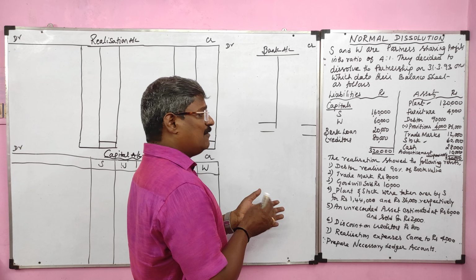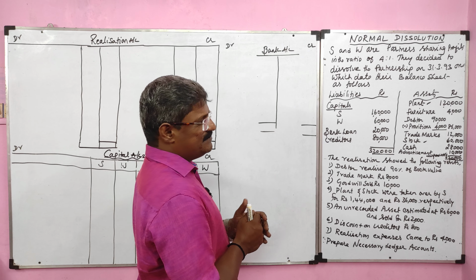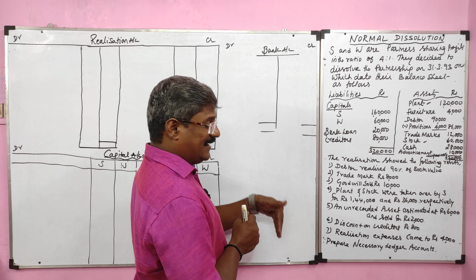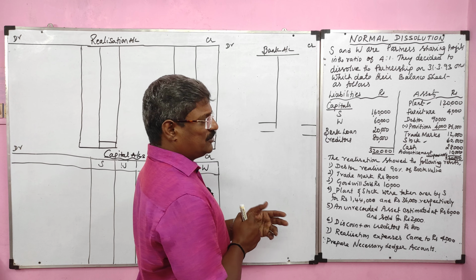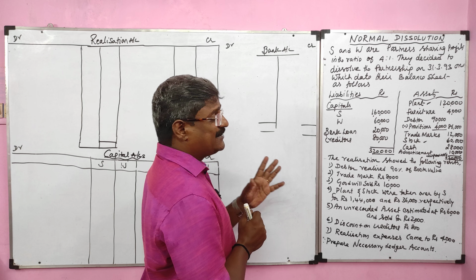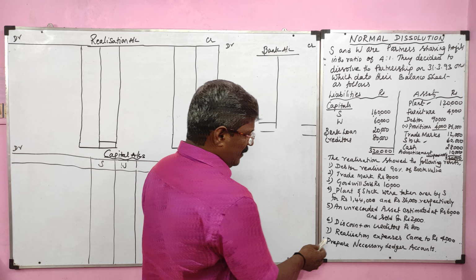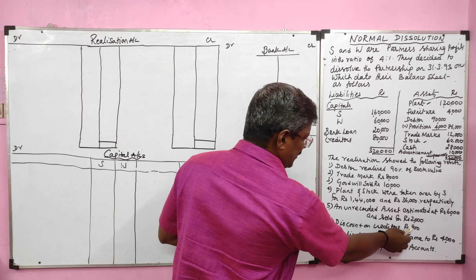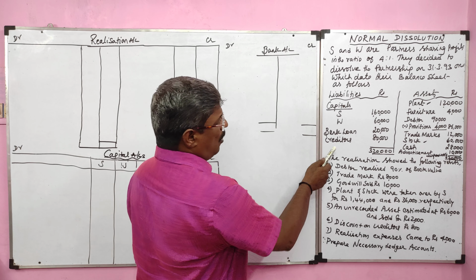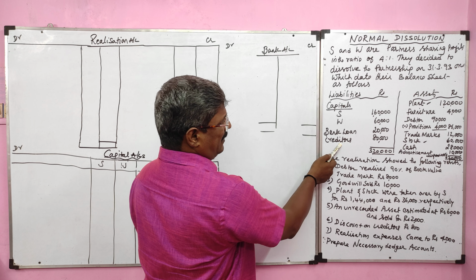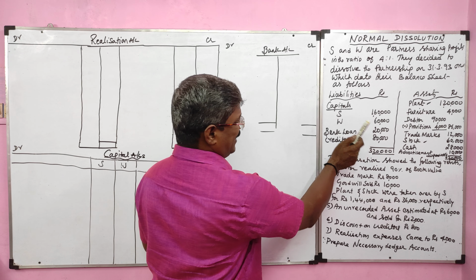Here the total value of the unrecorded asset is estimated at rupees 6,000, but its realization value is 2,000. So we should consider the realized value, not the total value. So we will consider the 2,000. Then discount on creditor estimated at rupees 800. So the creditor allowed us a discount of rupees 800.